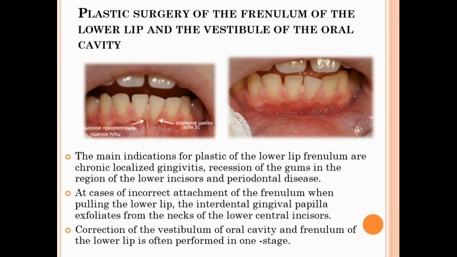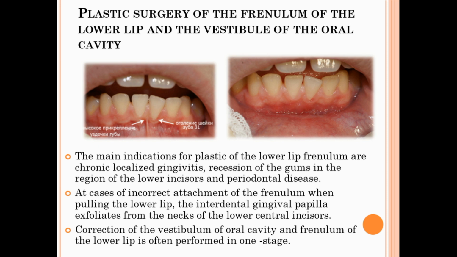Plastic surgery of the frenulum of the lower lip and the vestibule of the oral cavity. The main indications for plastic of the lower lip frenulum are chronic localized gingivitis, recession of the gums in the region of the lower incisors, and periodontal diseases.